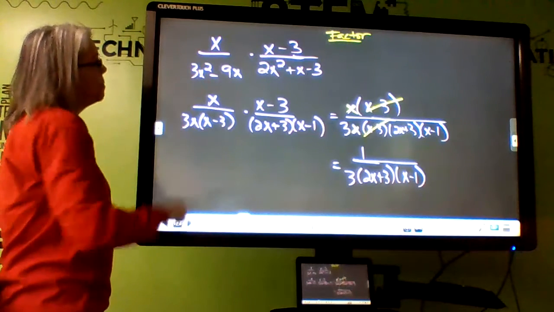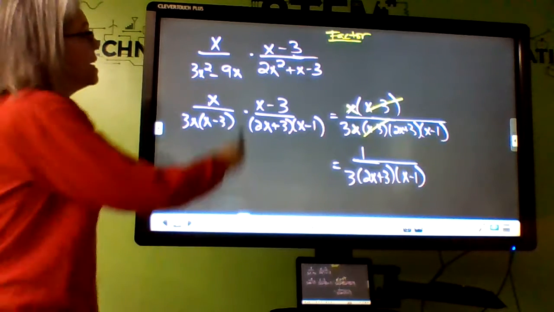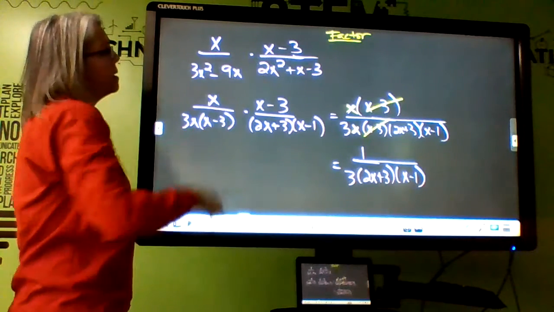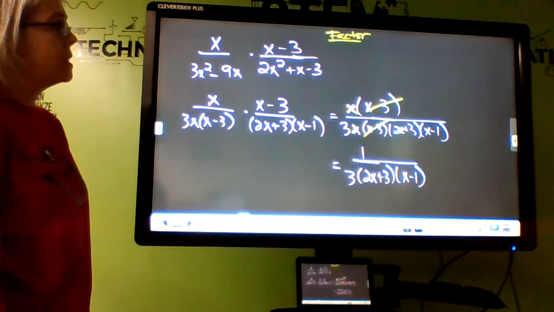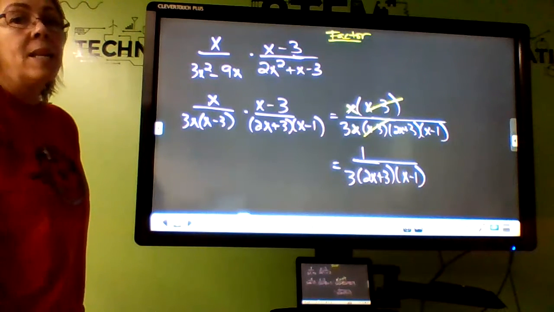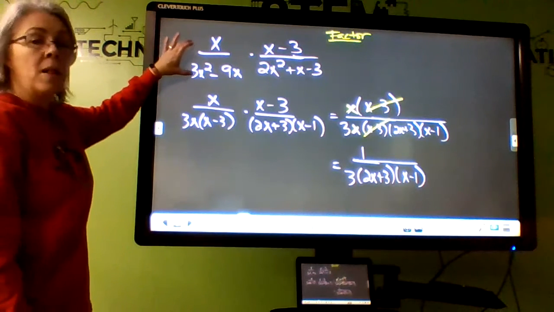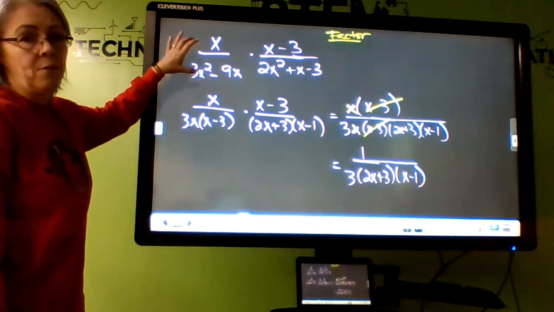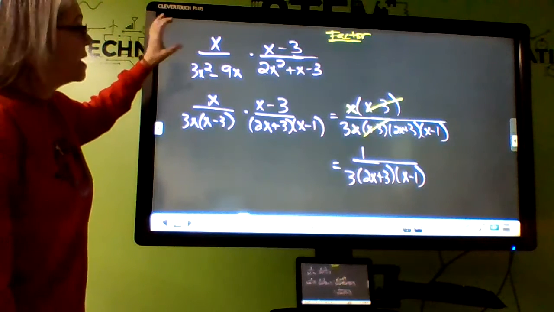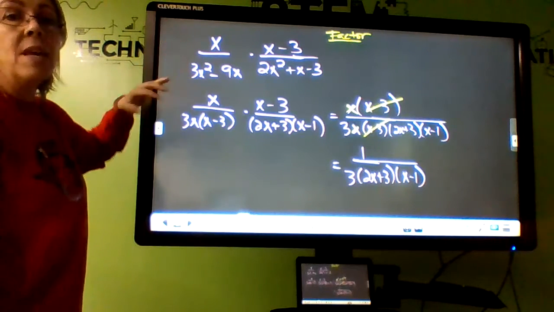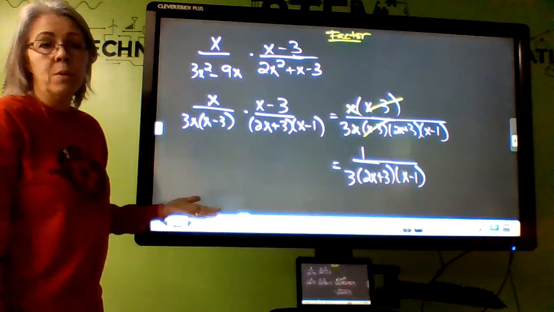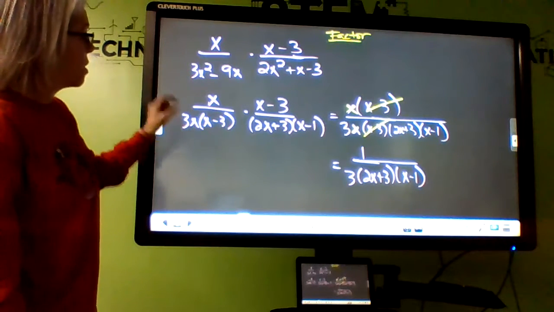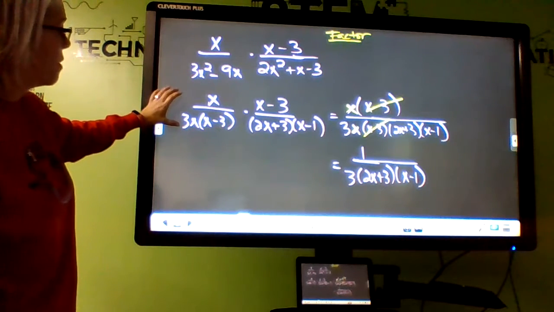So x divided by 3x squared minus 9x times x minus 3 divided by 2x squared plus x minus 3. Now, these are polynomials that need to be simplified or factored first. They need to be factored first. The other ones were already in the simplest factors.